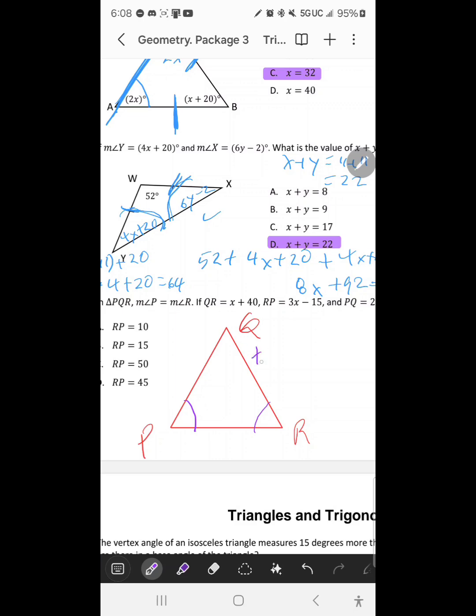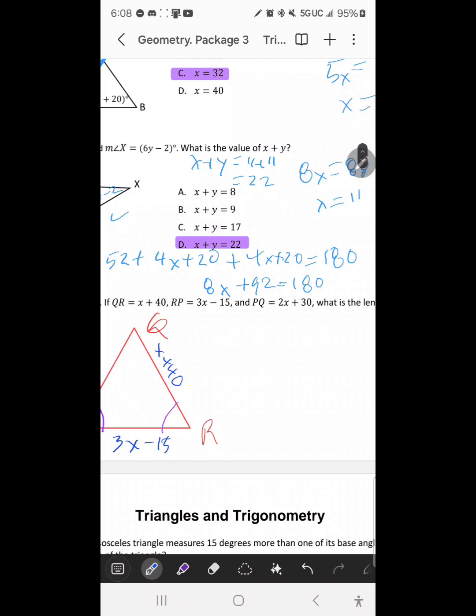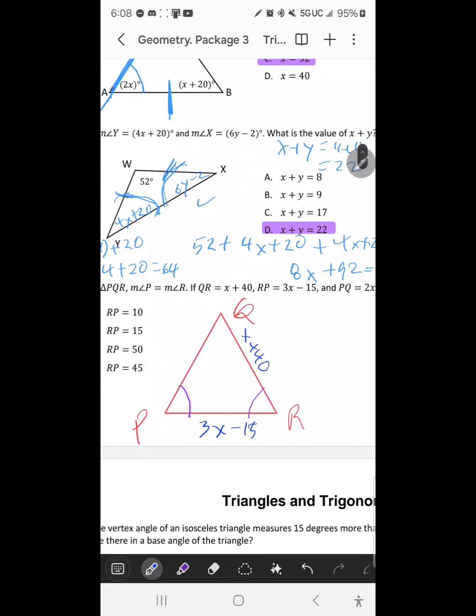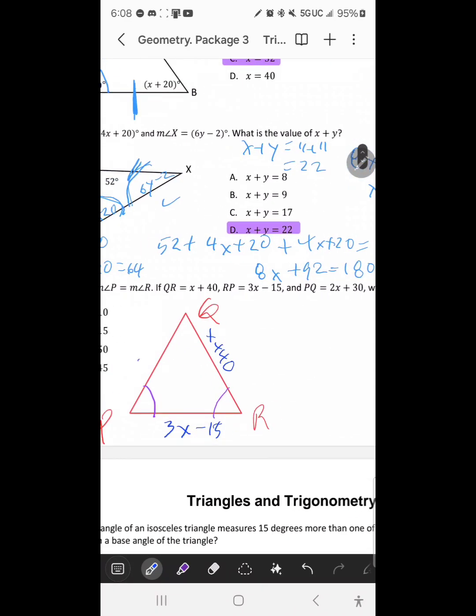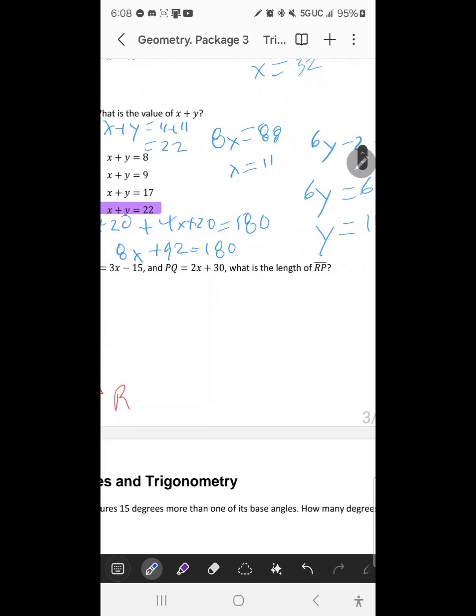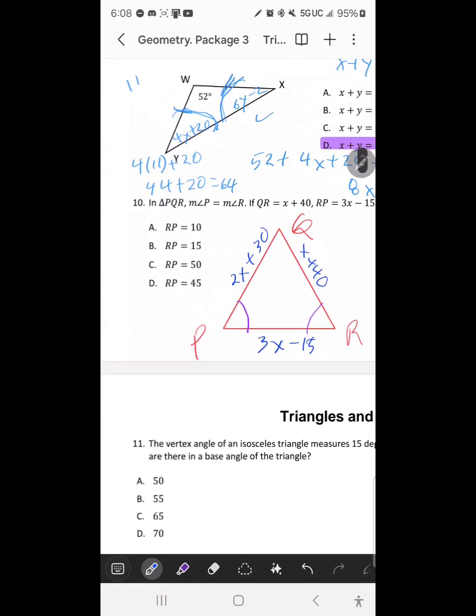The side is x plus 40. I'm gonna do another color. So this is x plus 40. RP is 3x minus 15. And PQ is 2x plus 30. What is the length of RP?